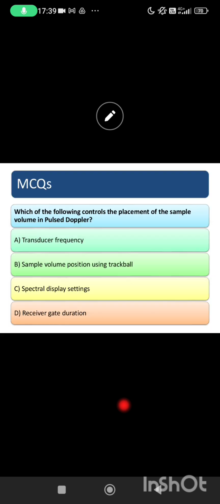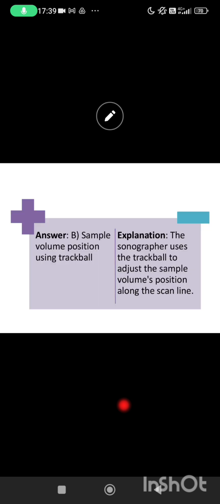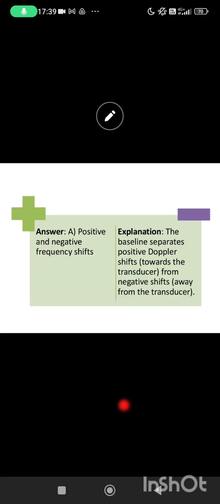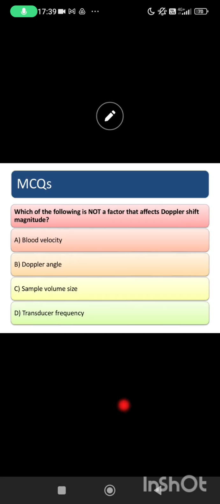Dr. Awadia, which of the following controls the placement of the sample volume in pulse Doppler? Sample volume position using track ball. Okay, very good. Tasween, what does the baseline on the spectral display separate? A. Positive, negative frequency shift. Okay, very good. Dr. Awadia, which of the following is not a factor that affects Doppler shift magnitude? Sample volume size. Okay, very good.